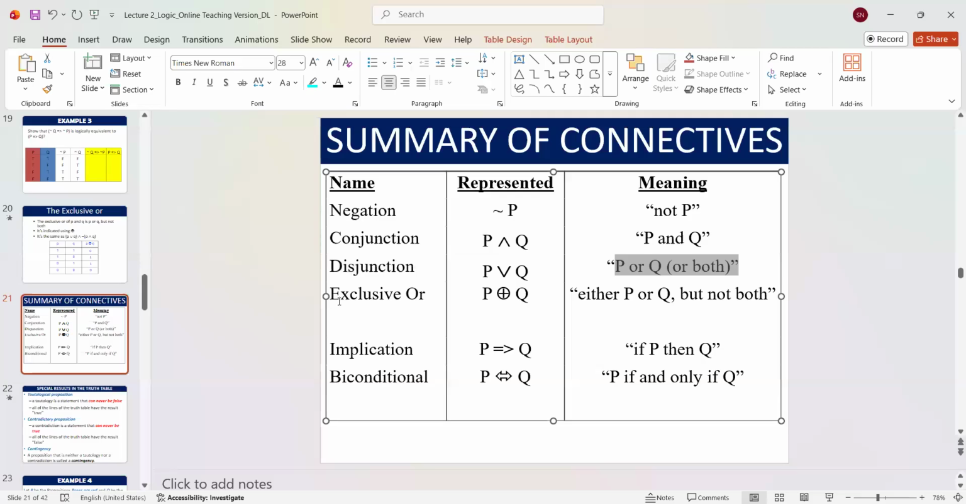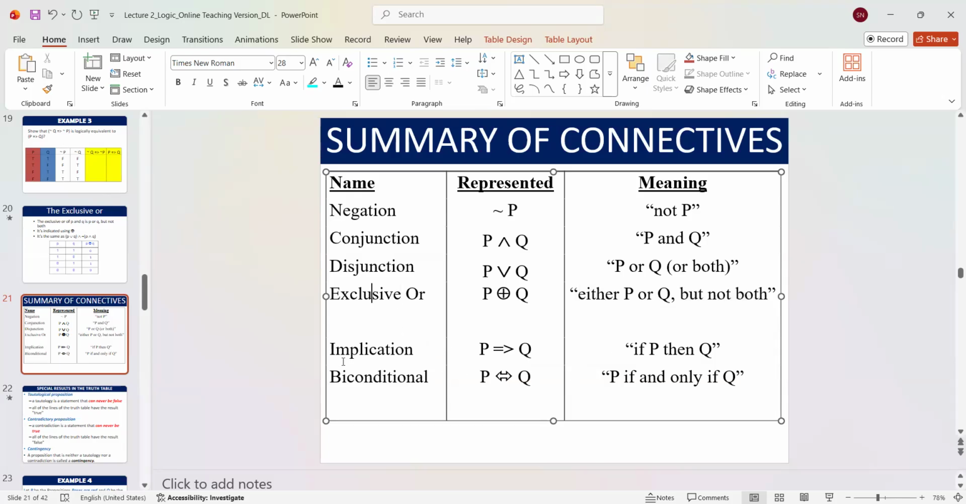Then we had the connective exclusive or. Now, exclusive or is a circle with a plus. The way I define it is that exactly one must be true. So either P is true and Q is false, or Q is true and P is false. So it means either P or Q, but not both. The difference between this and the normal or, when it comes to both of them being true, is that exclusive or is false.